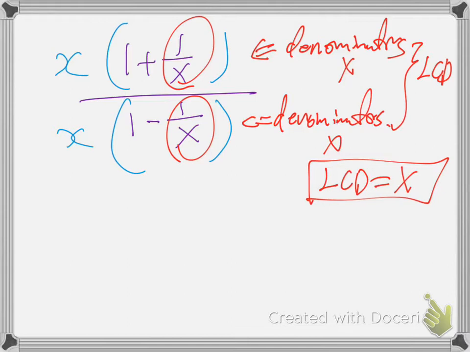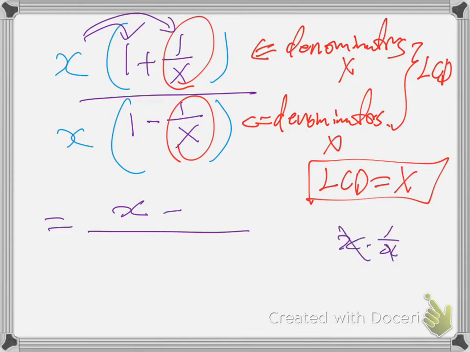Then what do we have? x times 1, so that's x. x times 1 over x, the x cancels, that's 1. And on the bottom, x times 1 is x, and x times 1 over x is minus 1. So the answer is (x plus 1) over (x minus 1). Simplifying complex rational expressions means we don't have denominators on top and on the bottom.